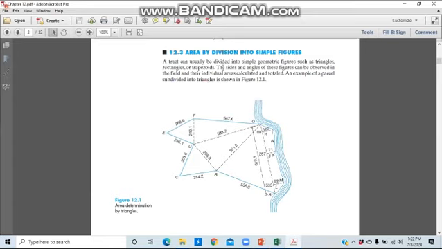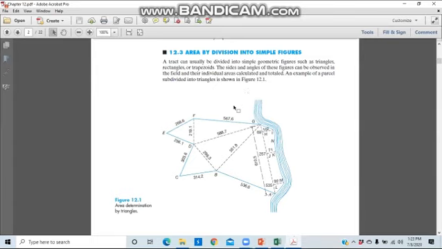So a tract can usually be divided into simple geometric figures such as triangles, rectangles, trapezoids. The sides and angles of these figures can be observed in the field and their individual areas calculated and totaled, right? So that's what we have discussed, that we will divide that area or tract into rectangles, triangles, trapezoids, whatever shape fits in.